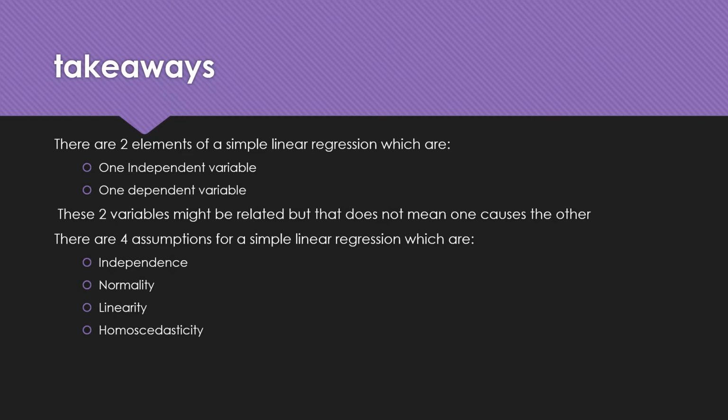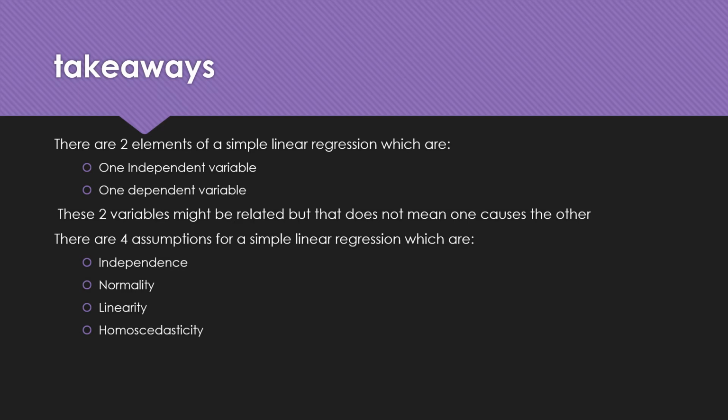After that discussion of the regression testing, these are the major important takeaways from this presentation. 1, we have to know that there are 2 elements of a simple linear regression. These 2 elements are, there has to be an independent variable, and the second element is that there has to be a dependent variable. These 2 variables might be related, but that does not mean one causes the other.